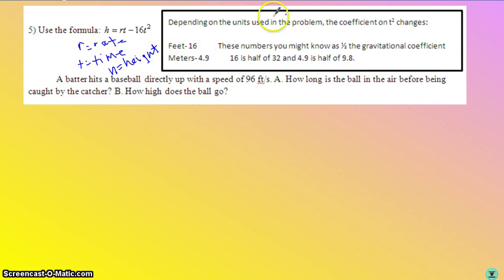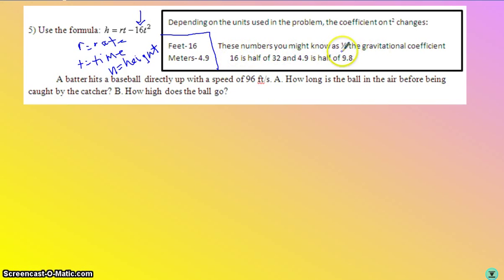Okay, if you read this box here, the coefficient of t squared changes. If you look here, in the equation that I gave you, 16 is used when you're dealing with feet. If you switch units and deal with meters, that number is going to become 4.9.